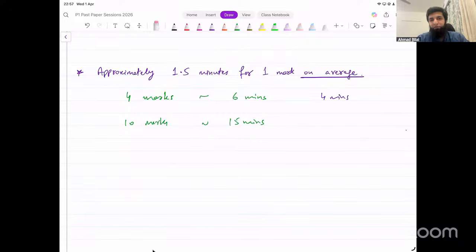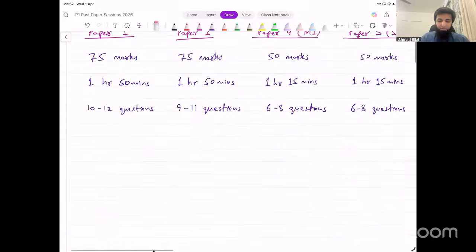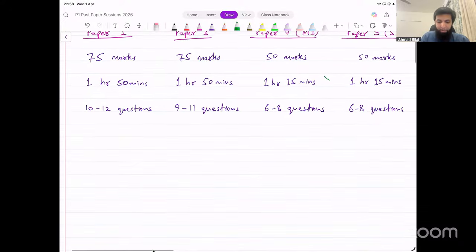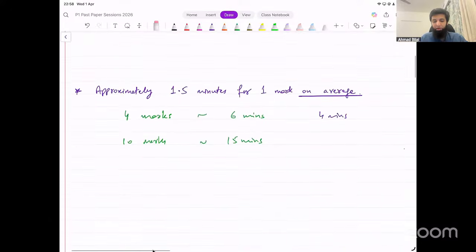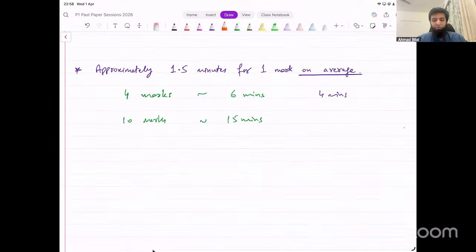So in M1 and S1, we've got 75 minutes and 50 marks. That's a 1 to 1.5 ratio. Here as well, we have 110 minutes and 75 marks. 75 into 1.5 is 105. So that's just 5 more minutes than that. So roughly speaking, you can say you have 1.5 minutes for each mark on average in the paper.